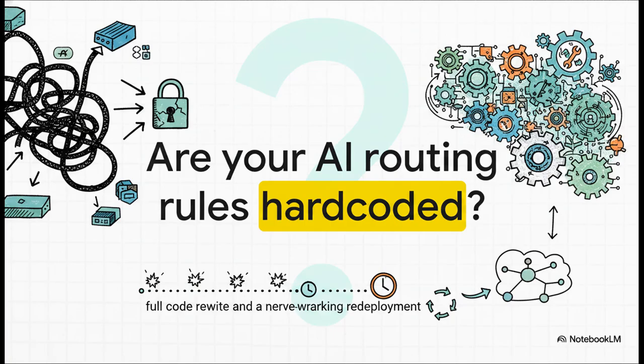Are your AI routing rules currently hard-coded right into your application? Seriously, be honest with me here. Because if they are, you probably already know the sheer chaos of trying to juggle multiple different model SDKs, right? It's a nightmare. You've got Anthropic's SDK over here, DeepSeek's over there, and literally every single time a new model drops, it requires a full code rewrite and a totally nerve-wracking redeployment. It is a massive bottleneck. But good news, it absolutely doesn't have to be this way.